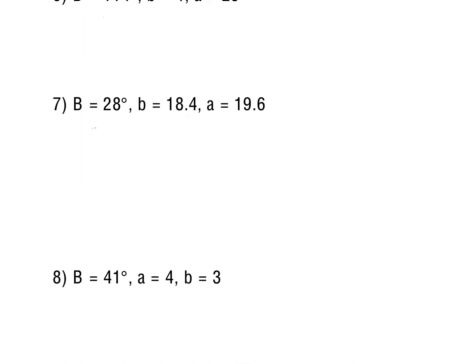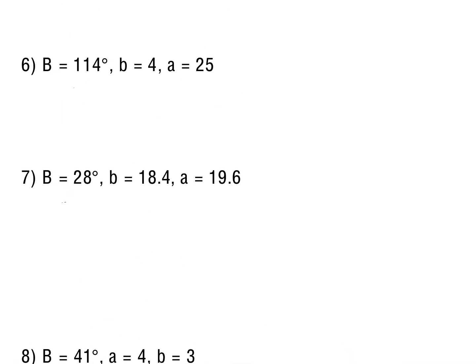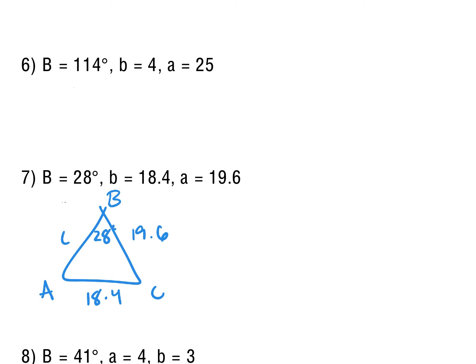All right, let's do 7. So my triangle here, if I draw it, A, B, C. Side opposite A is 19.6. Side opposite B is 18.4. I don't know what C is. Angle B is 28. So what do I have to find first here?